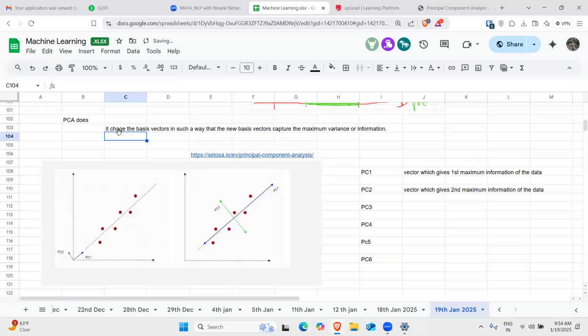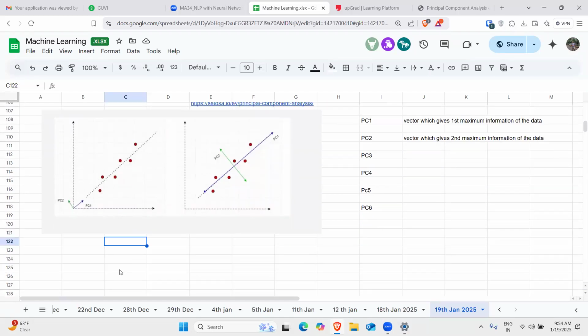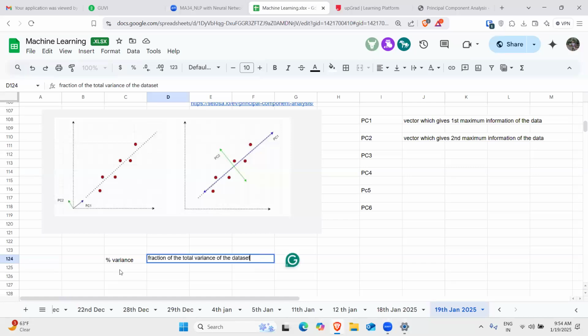Just study that. Once the principal components are found, PCA assigns a percentage variance to each principal component. What is percentage variance? It is essentially the fraction of the total variance of the data set which is explained by a particular principal component.